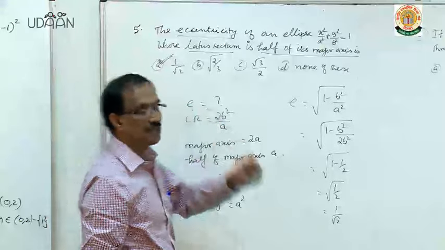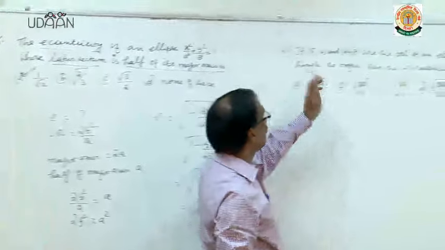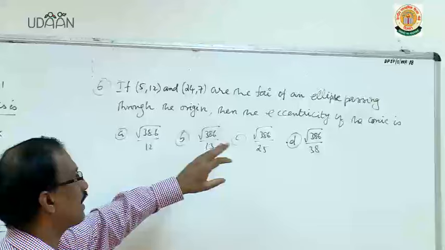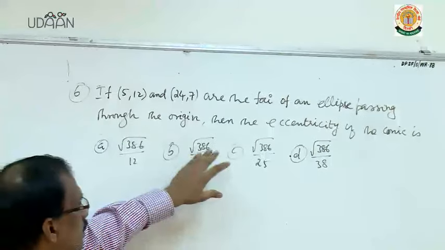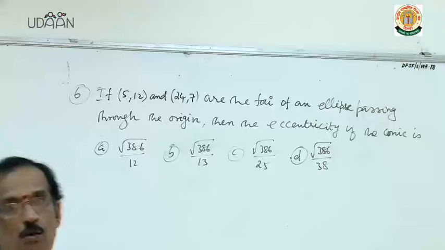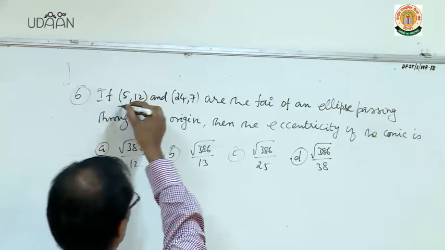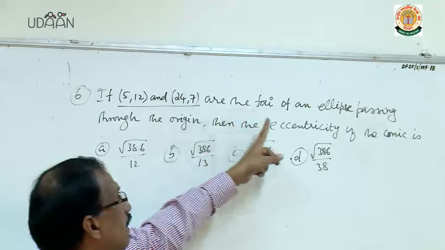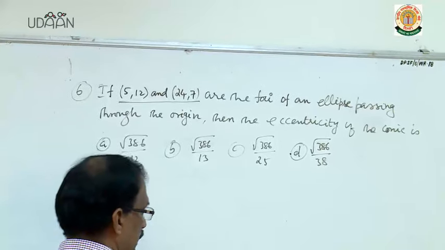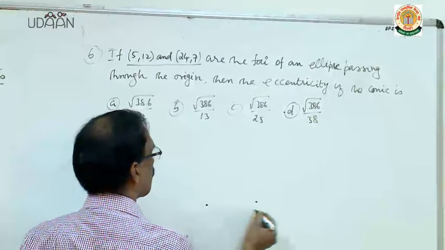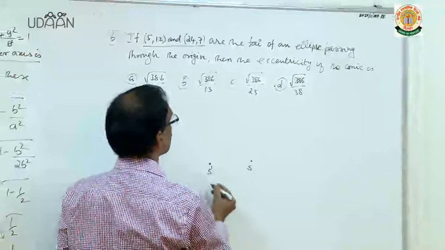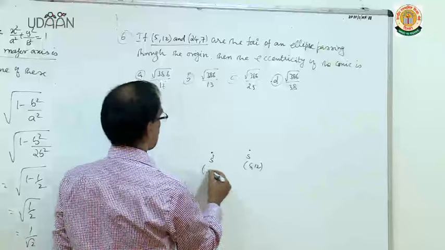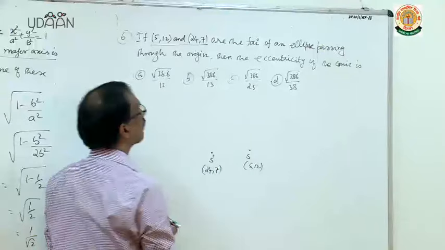अब अगला एग्जाम्पल क्या है? If 5, 12 and 24, 7 are the foci of an ellipse passing through the origin, then the eccentricity of the conic is what? इसमें क्या क्या इंफॉर्मेशन दिए हैं वो देखना. So 5, 12, 24, 7 are the foci. So two fixed point हमें दे दिया. That is, you can take S, S dash. S आपने ले लिया 5, 12 और S dash हो गया 24, 7.